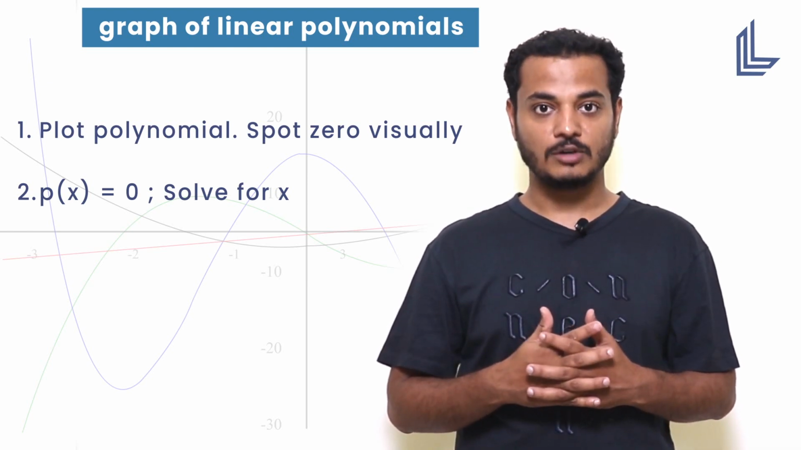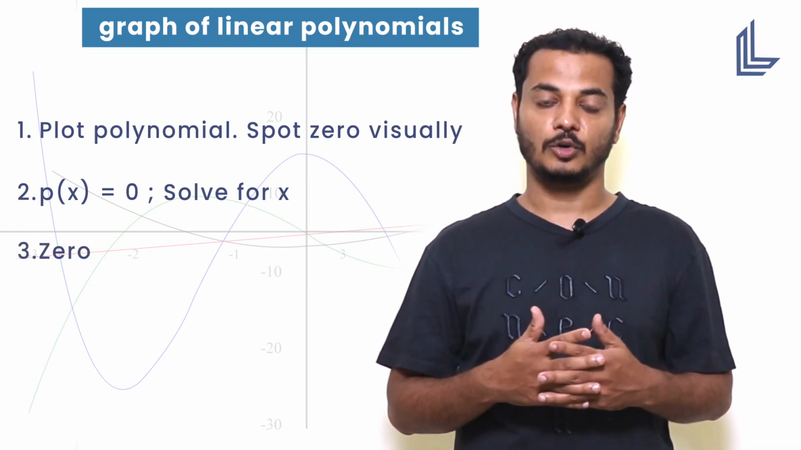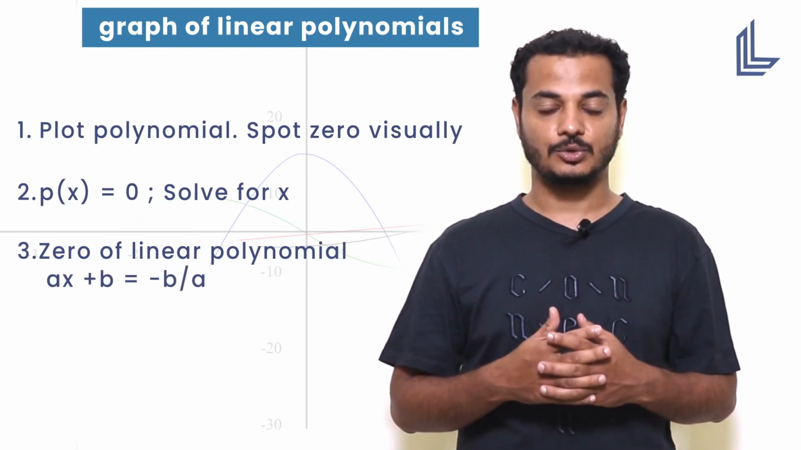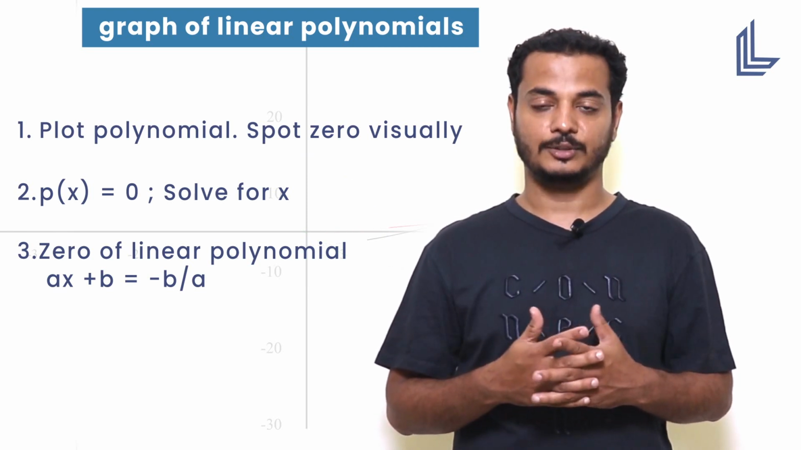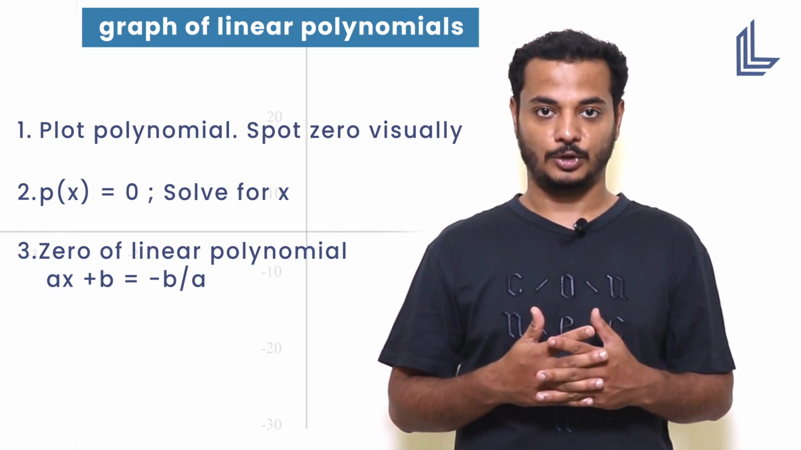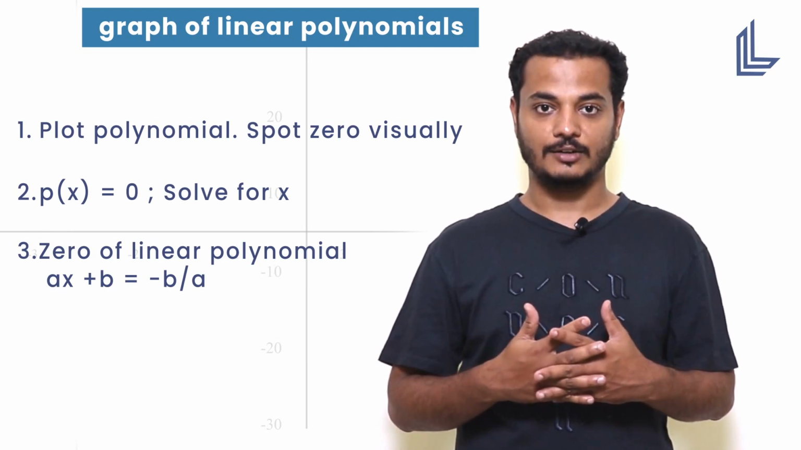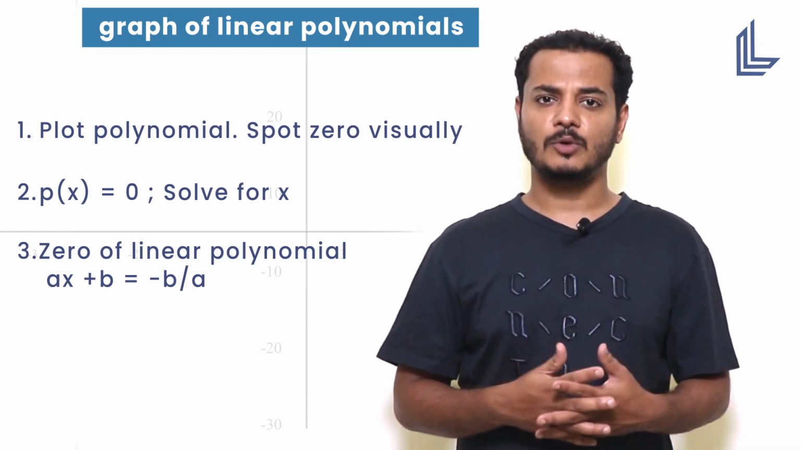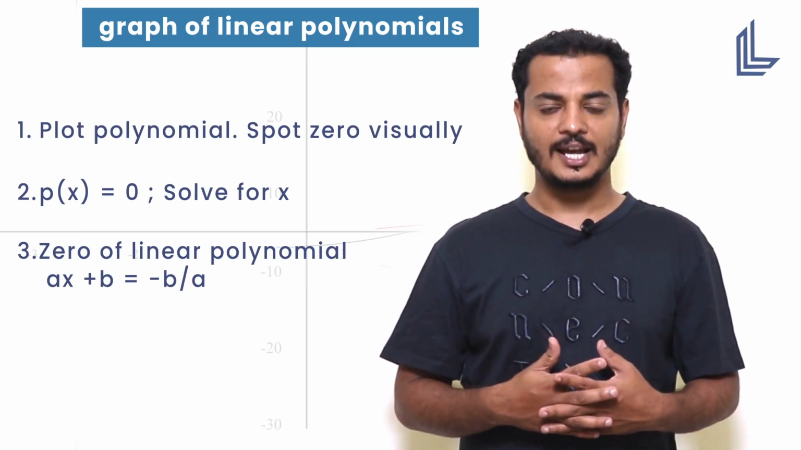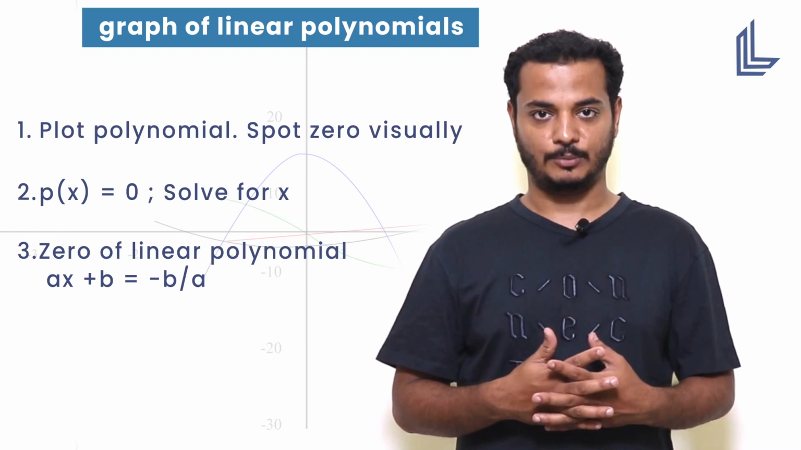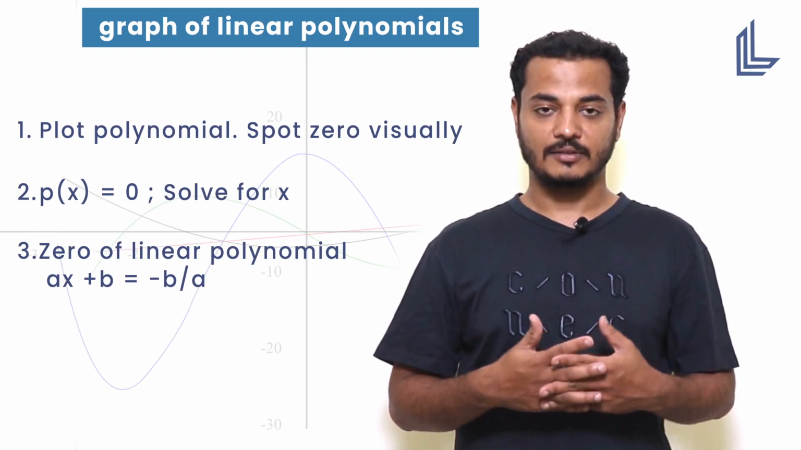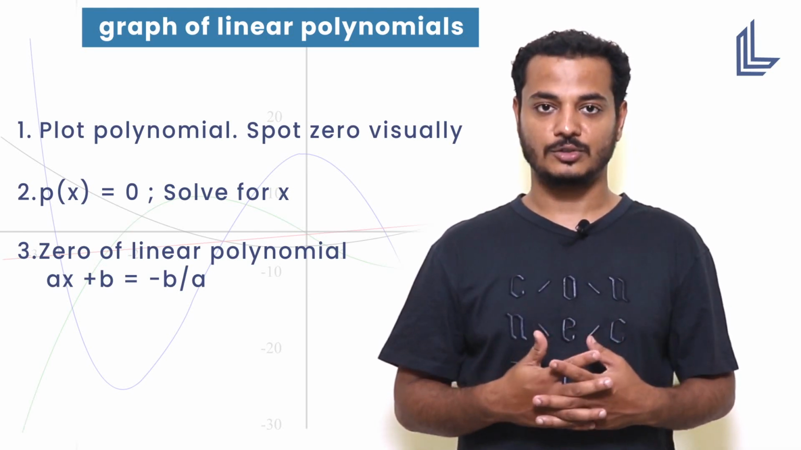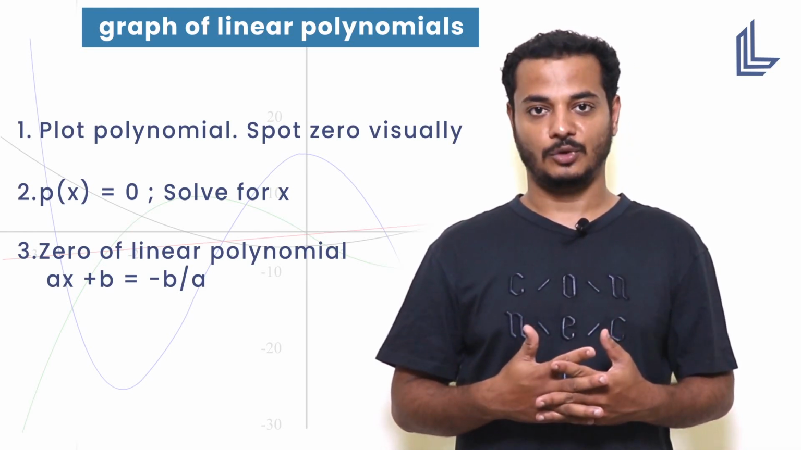Secondly, we solve for x by equating the polynomial to 0. And lastly, we saw that we can just use the coefficient and constant value of the polynomial to find the 0 of the polynomial. The 0 of the polynomial is given as x equals minus b by a. So that's all about graphing linear polynomials and finding zeros of the linear polynomial. In the next section, we will see graphing quadratic and cubic polynomials and then also draw insights about the zeros of those polynomials.